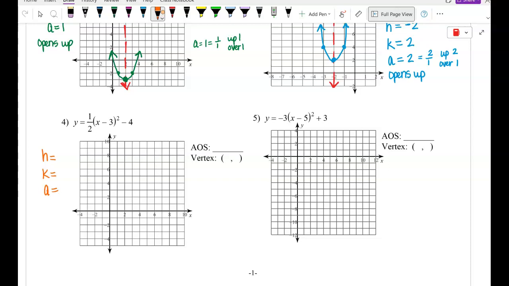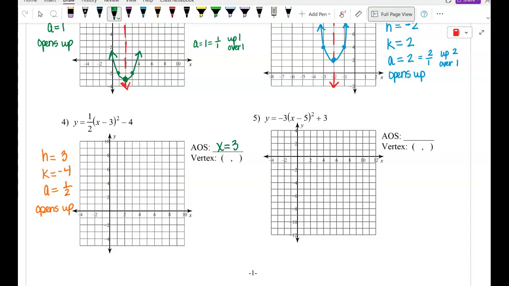So what is the value of a in this equation? 1/2. Is this going to open up or down? Yeah, it's still a positive, even though it's a fraction, it's a positive value. Positive values open up, negative values open down. What is the value of h and k? So now, what is my axis of symmetry for this equation?